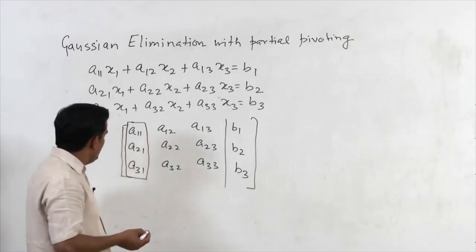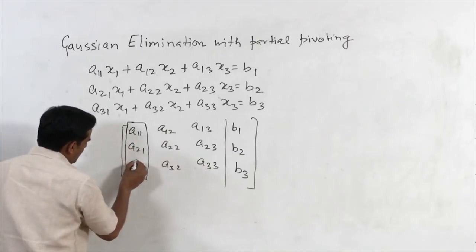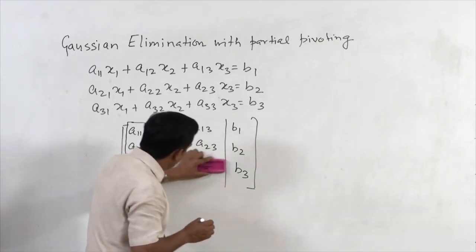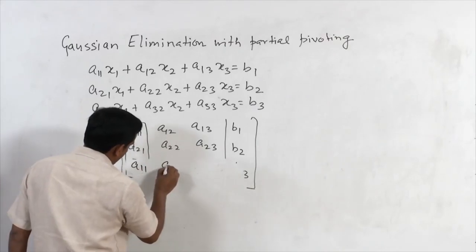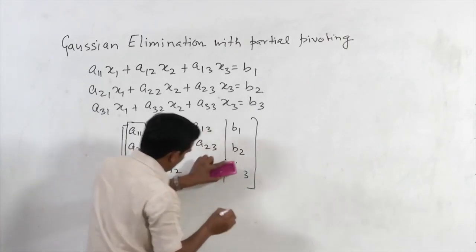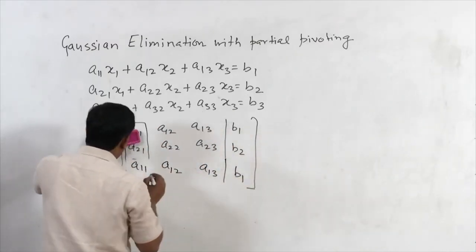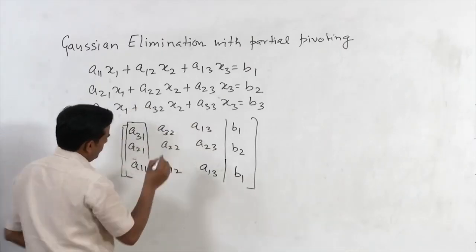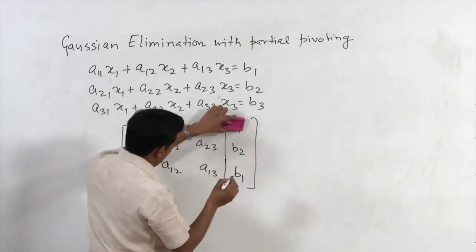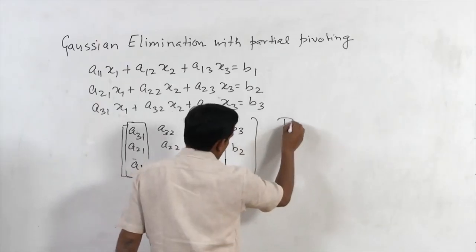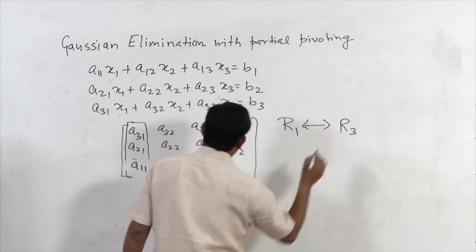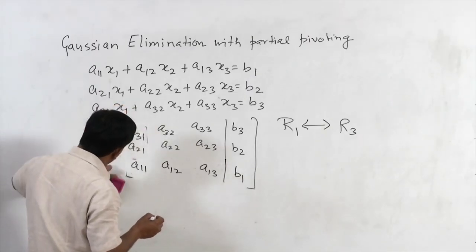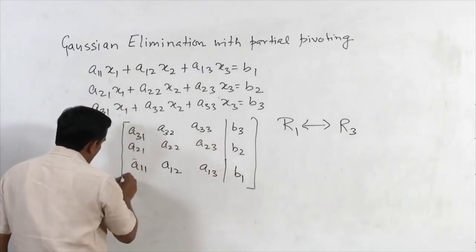After doing this, let us assume that the maximum element is a31. So I will interchange my third equation with the first equation. My augmented matrix will become a11, a12, a13, and here it will come b1, while in this row a31, a32, and then a33 equals b3. So I have done the operation R1 interchange with R3. Now this a31 is the biggest element in terms of absolute value in the first column.